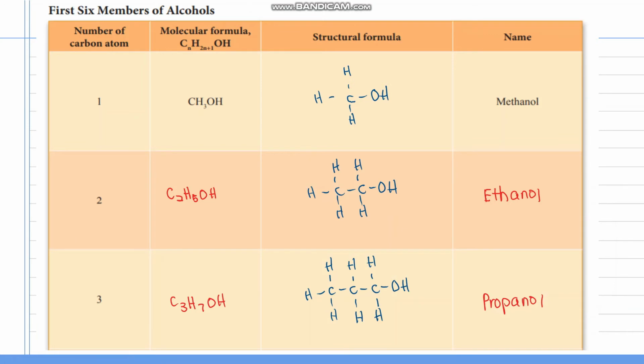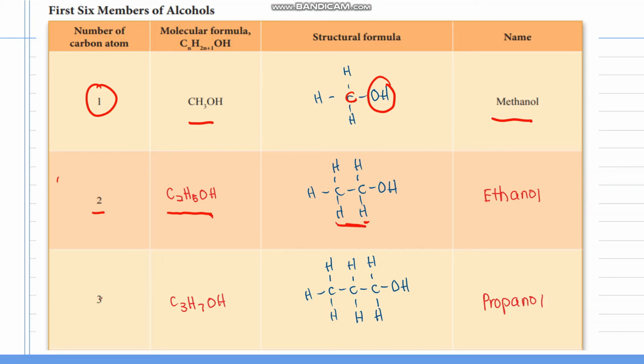In the coming two slides, I will explain the first 6 members of alcohol. When there is only one carbon atom, we name it methanol. The molecular formula is CH3OH. If I were to draw the structural formula of methanol, it looks something like this, with 1 carbon atom, 3 hydrogen atoms, and 1 hydroxyl group. This is what we call methanol. Next, when there are 2 carbon atoms, the molecular formula is C2H5OH, and we name it ethanol, and this is the structural formula.